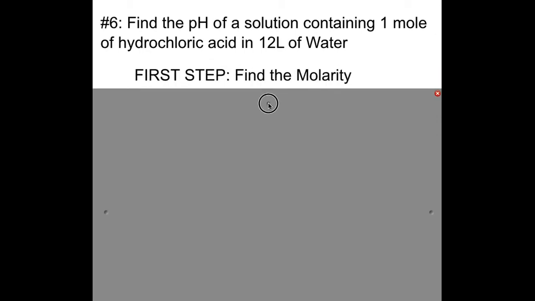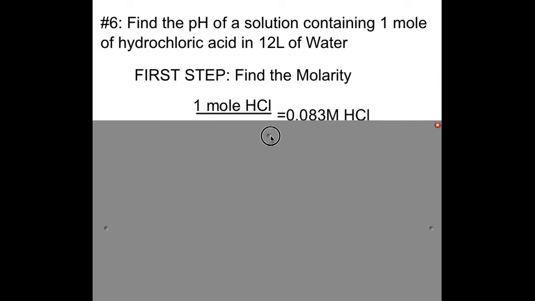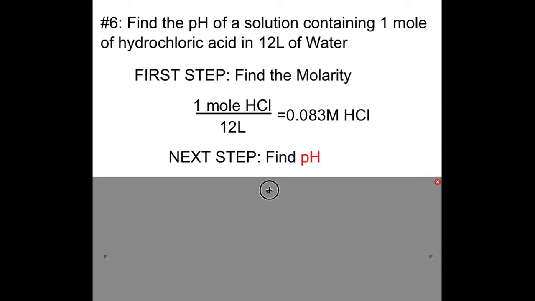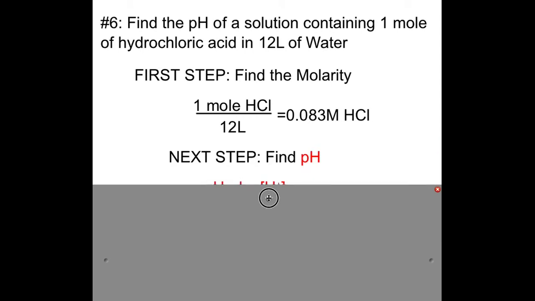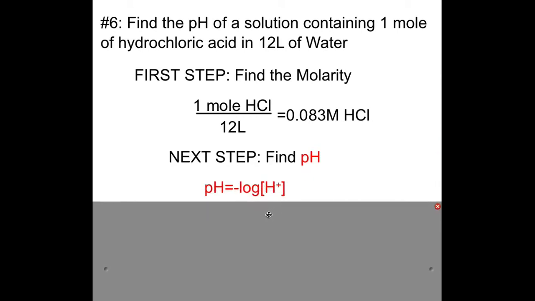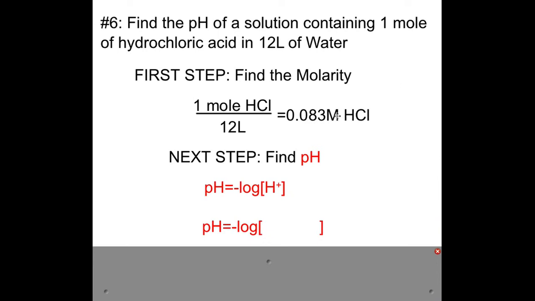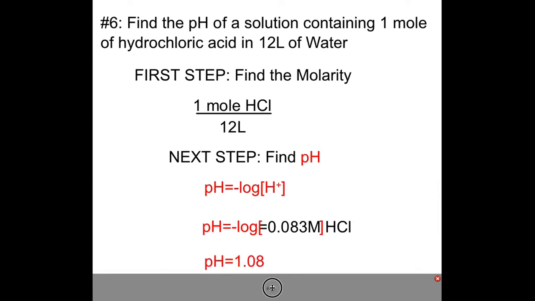First step, we're going to find the molarity. We're going to do 1 mole of hydrochloric acid over 12 liters of water. We get the answer to be 0.083 molar solution of hydrochloric acid. Now we find the pH. To do that, we use the equation pH equals negative log of hydrogen ion concentration. We plug in our molarity, 0.083 molar hydrochloric acid. We get a pH of 1.08.